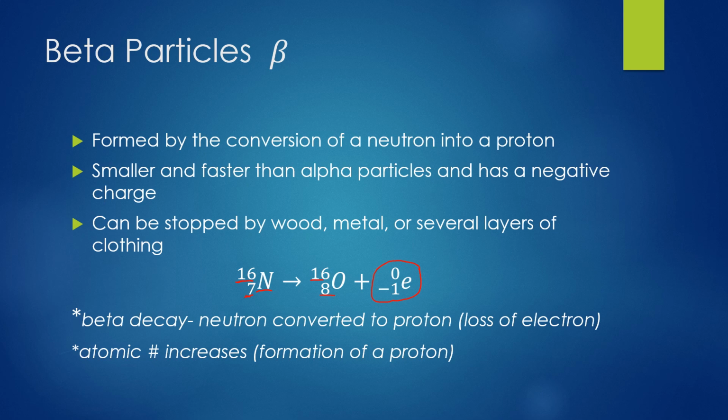How did we add a proton? One of the neutrons was converted into a proton. So since we have 8 protons now on the product side, we're talking about oxygen. In order to convert a neutron into a proton, you're actually losing an electron, and that's what this last portion is representing. So with beta particles, you're looking for the loss of an electron, represented by this e and a -1. And you're also seeing the atomic number increasing from reactant to product side.